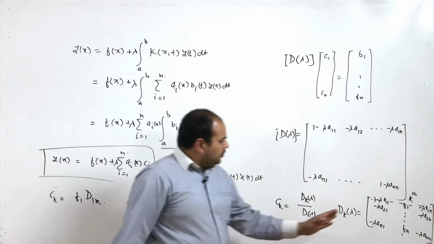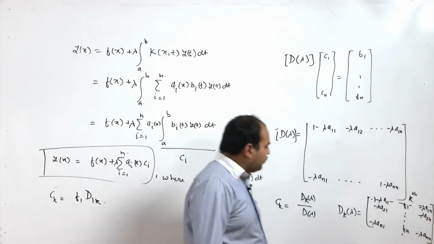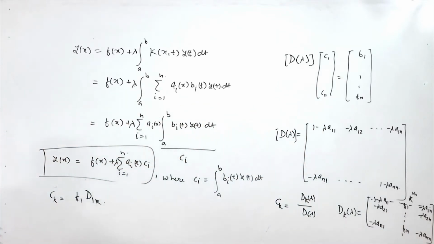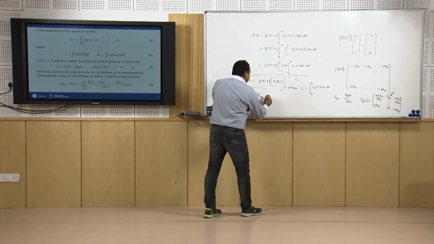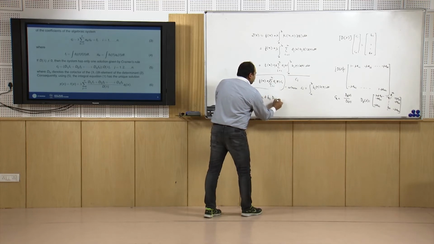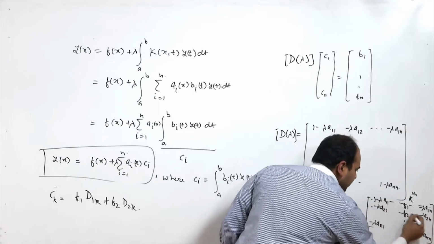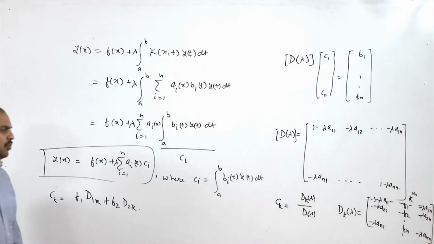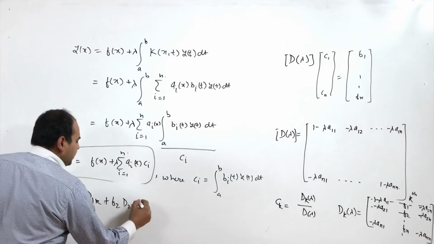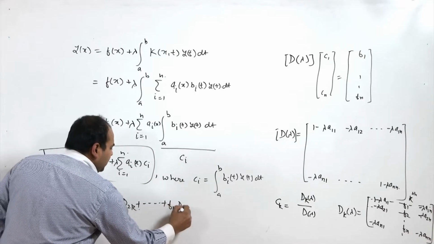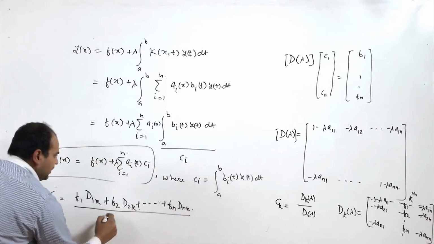So I can write this as D1k. If you take this row out and this column out, whatever is left is the cofactor corresponding to the position 1k. So I can say that Ck is written as f1 D1k plus f2 D2k. When you consider f2 and remove its row and column, whatever is left is the cofactor corresponding to position 2k. So f2 D2k and so on, up to fn Dnk, and Ck is given as this divided by D(lambda).